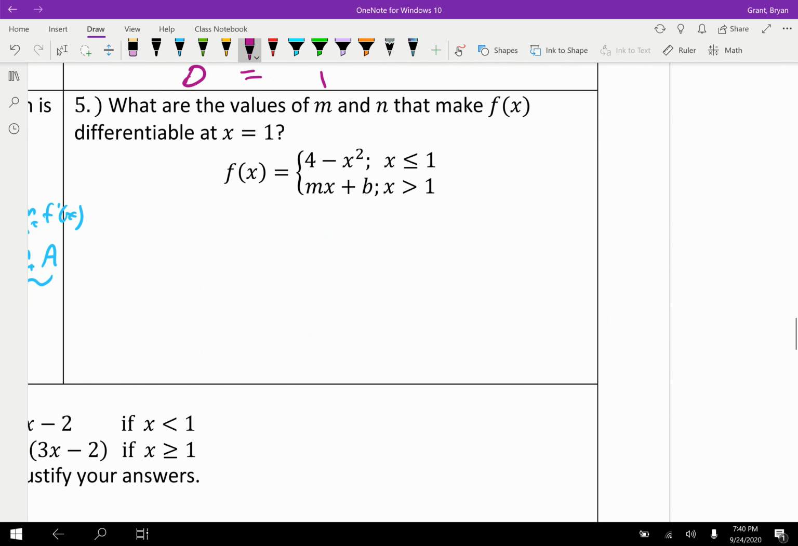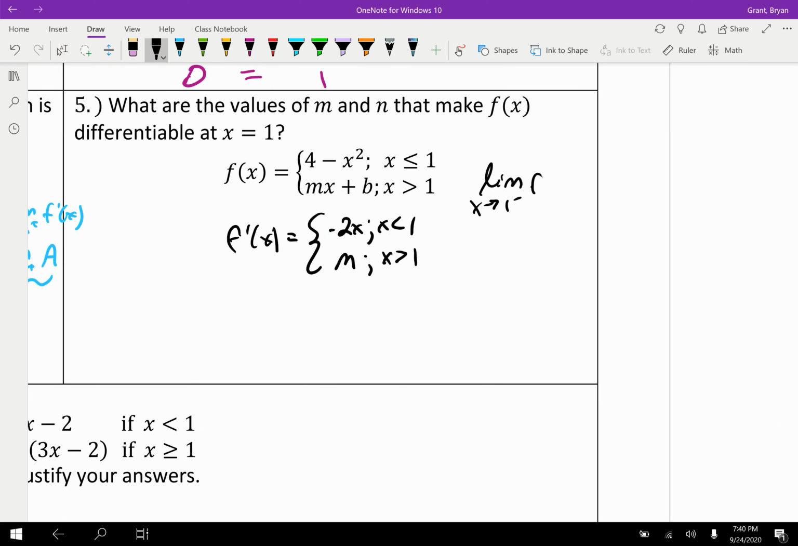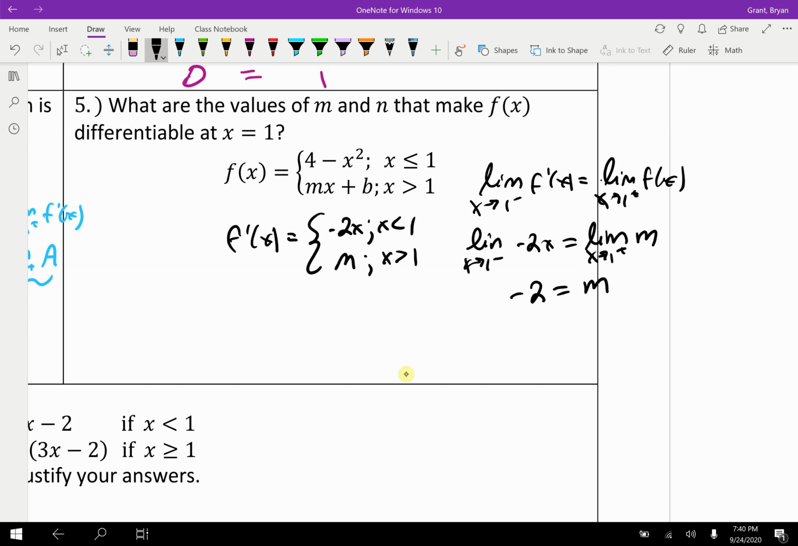Okay, going through the rest of these a little bit faster now. We need to, again, pretty much do the same thing here. We're going to find f prime. That becomes negative 2x. And this becomes m. X greater than 1. I'll do the differentiability first. Why not? The left side has to be equal to the right side. Looking a-okay. The left side is negative 2x. The right side is m. We get negative 2 equals m.